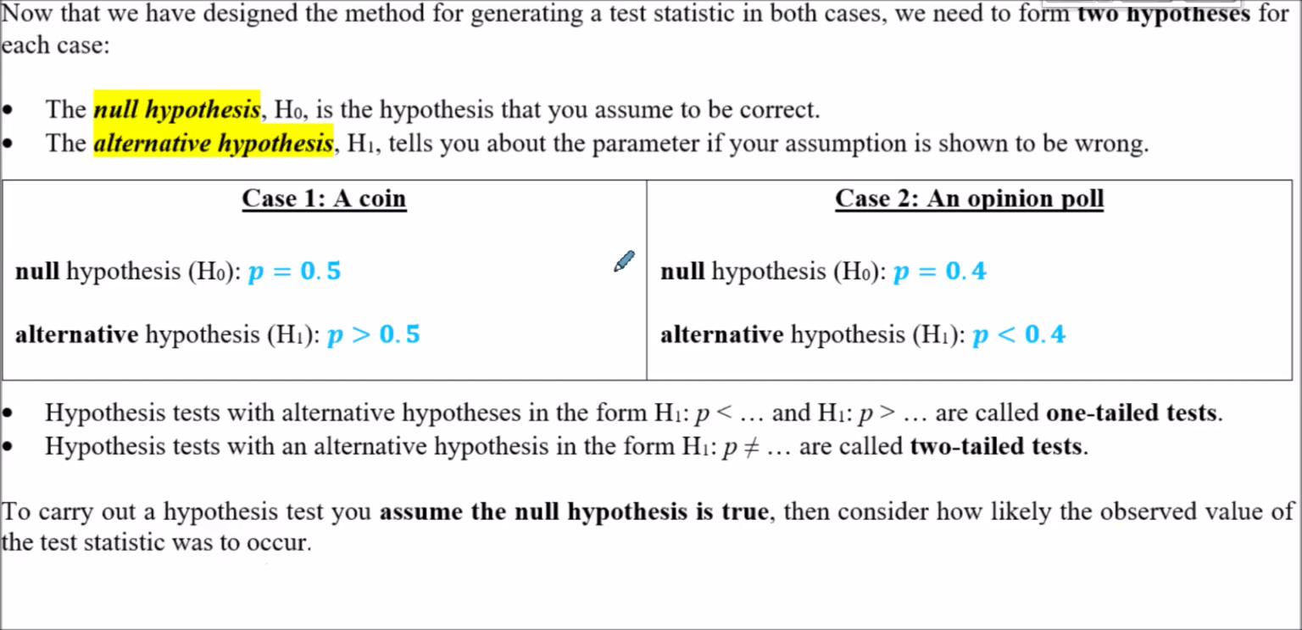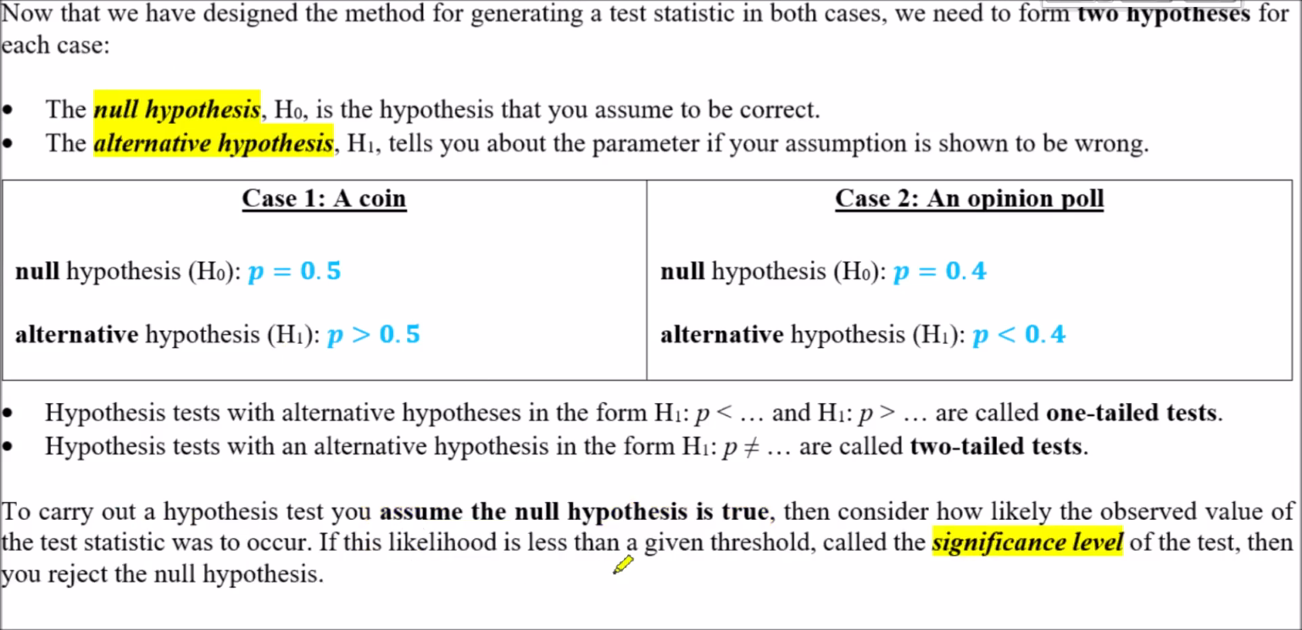To carry out a hypothesis test, what we always do, we always assume that the null hypothesis is true. We always go off that assumption first. Then we consider how likely it is that the observed value of a test statistic was to occur if the null hypothesis were true. So if this likelihood is less than a given threshold, this is the cutoff I was mentioning earlier. If the likelihood is less than a given threshold, this is called the significance level of a test, by the way, then we reject the null hypothesis.